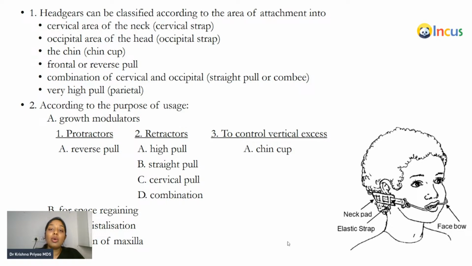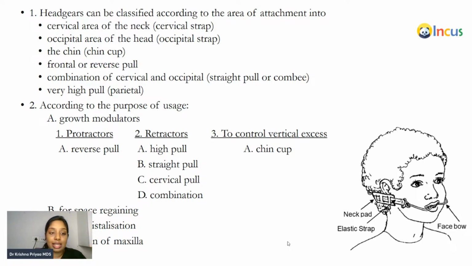According to how they are used, they can either be retractors or protractors. Protractors, that is in the front part of the face, ventral, are called reverse pull headgear. It does not help in the retraction of the anterior teeth, but instead it tries to bring the maxillary segment forward. Retractors will have the remaining types of headgear classification, which include high pull, straight pull, cervical, or combination. To control the vertical excess, chin cup is used. Chin cup also needs the support of an extraoral area that is behind the head, so chin cup also comes into this classification.